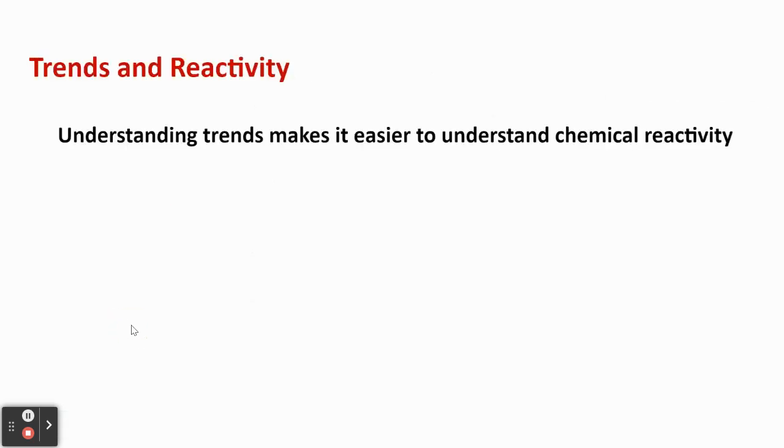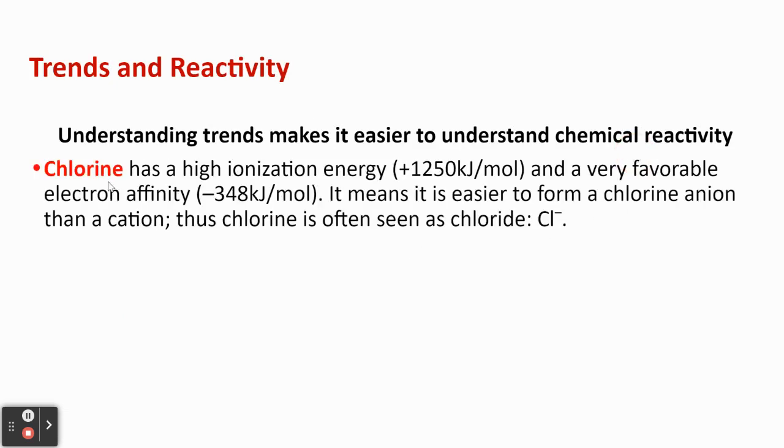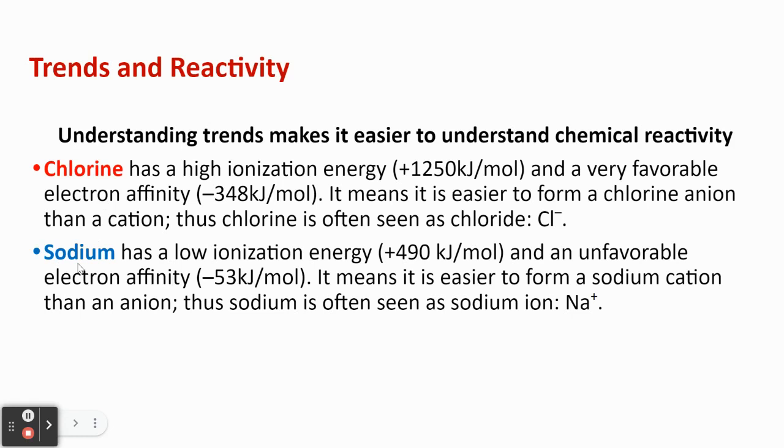Now, understanding these trends is going to make it easier for us to deal with chemical reactivity. So as an example, chlorine has a high ionization energy and a very favorable electron affinity. That means that chlorine atoms tend to gain electrons and form chloride ions. If we were to look at sodium, sodium has a very low ionization energy and an unfavorable electron affinity. That means that sodium tends to lose electrons and form cations.